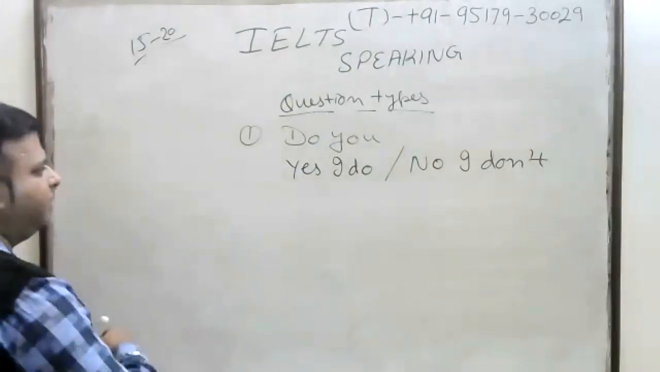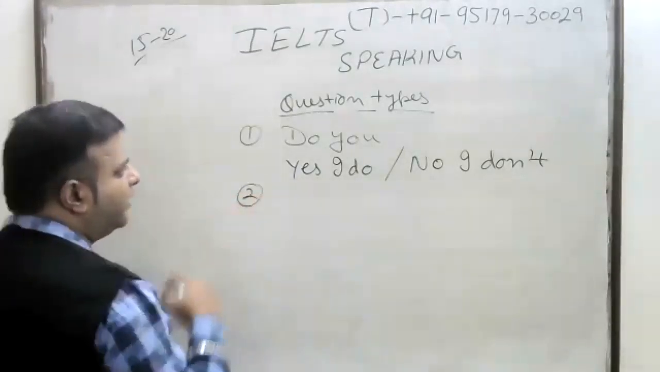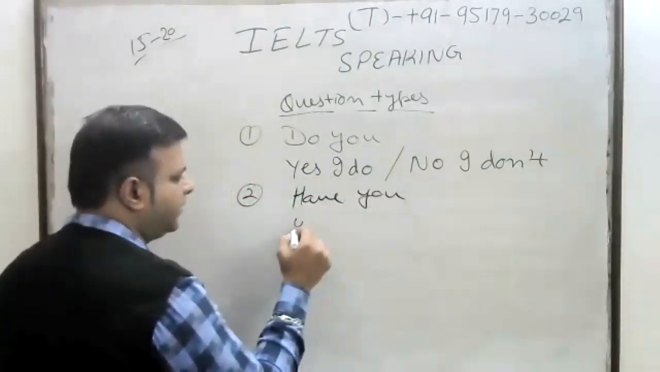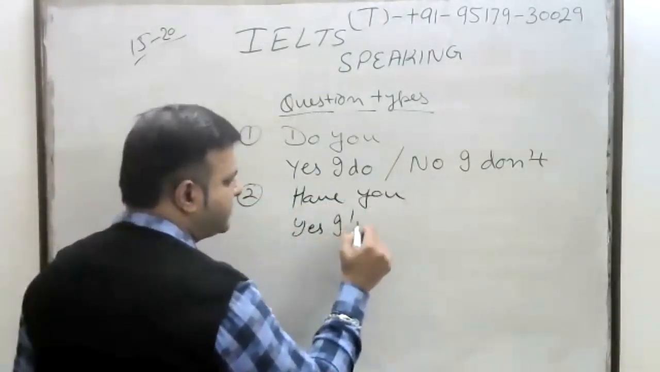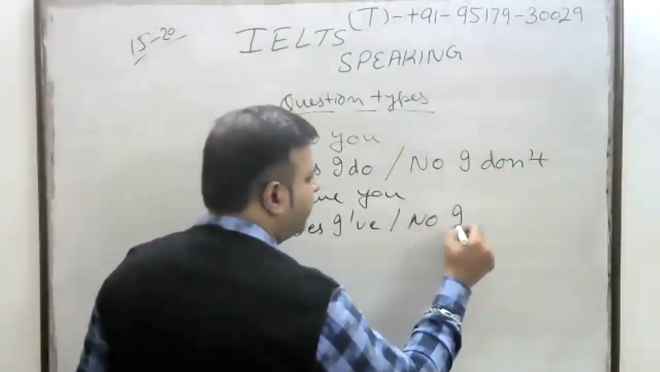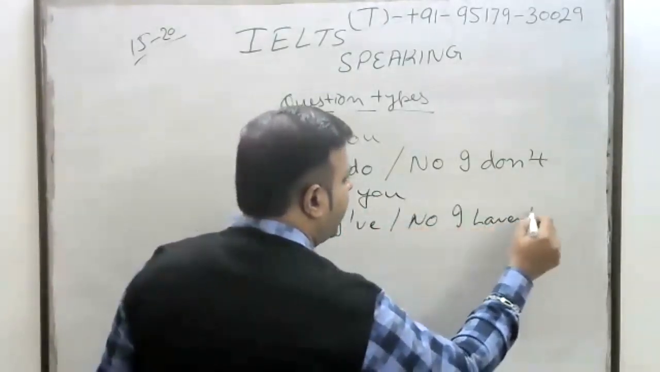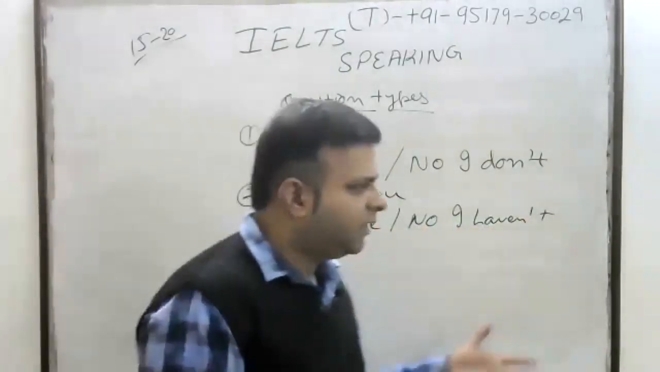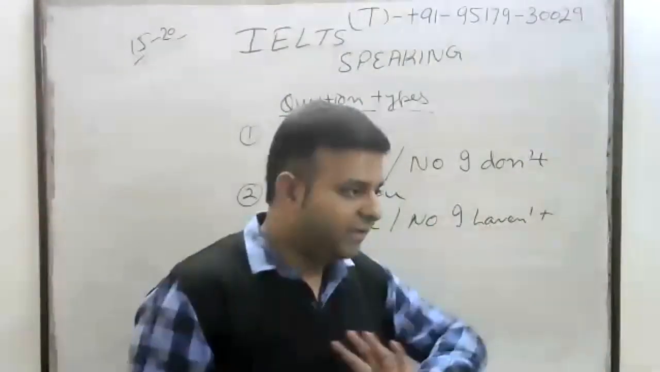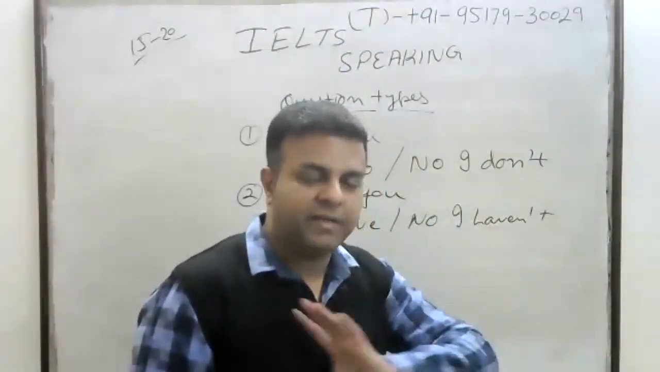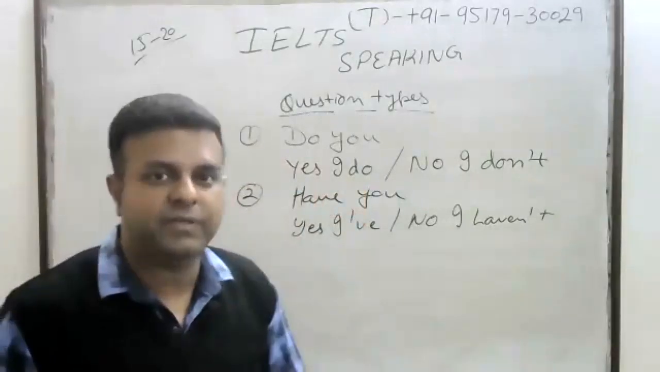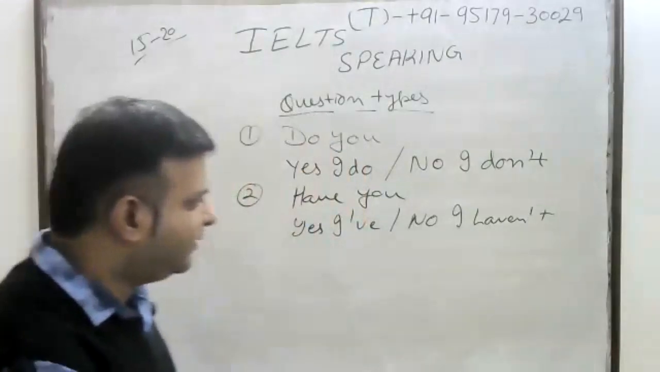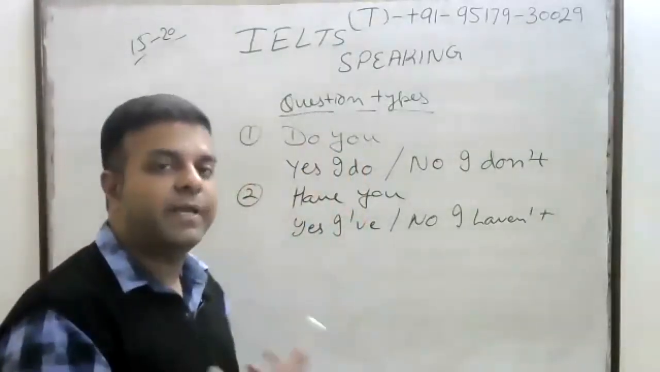So start from do you? Yes, I do. No, I don't. Have you? So simple again. Yes, I have. No, I haven't. I haven't yet. Have you experienced any kind of this thing? No, I haven't yet. Simple. I haven't experienced anything like that yet. Finish. Then explain. You can explain by using some explanation linkers.